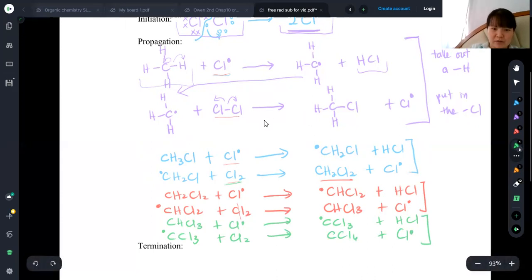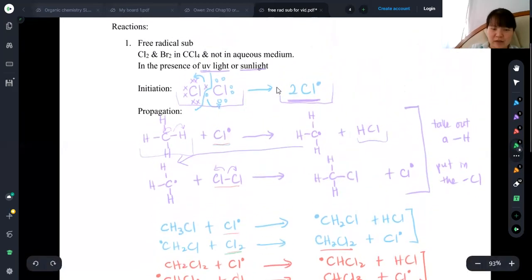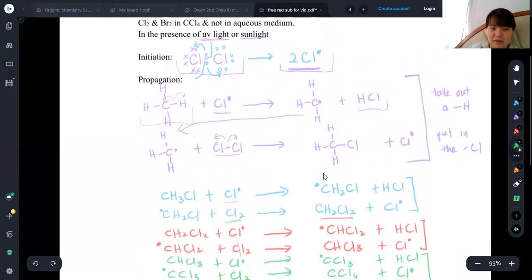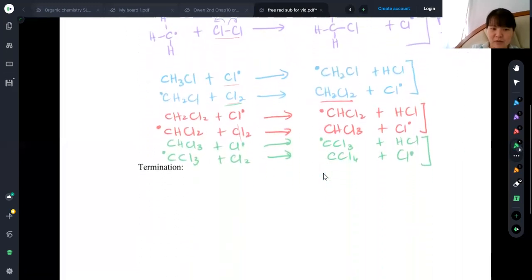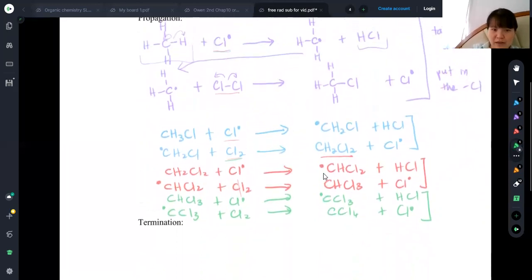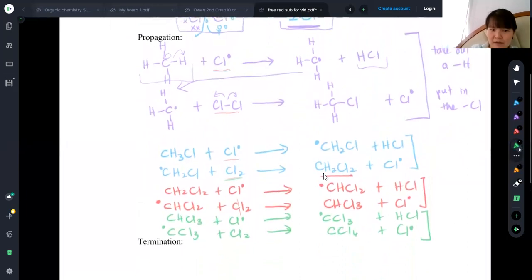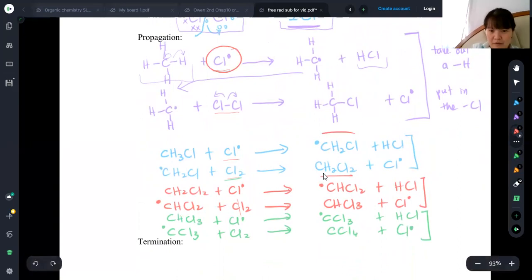Okay, so when you remove the UV light or turn off the UV light, or there's no more sunlight, then the radicals will meet each other, and that will be the termination reaction. So any of the radicals can meet each other. Let's say this radical, so a Cl dot, meets, say, this radical. Okay, so I'm going to add that together. Cl dot and CH2Cl dot is going to form CH2Cl2. That's one way to terminate.